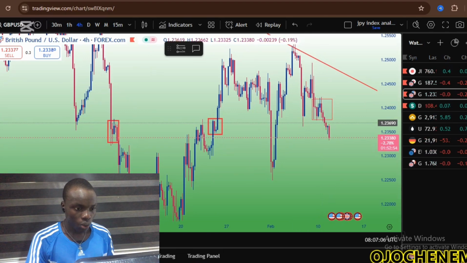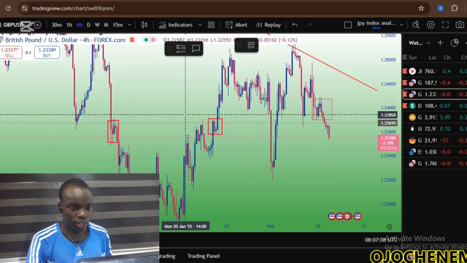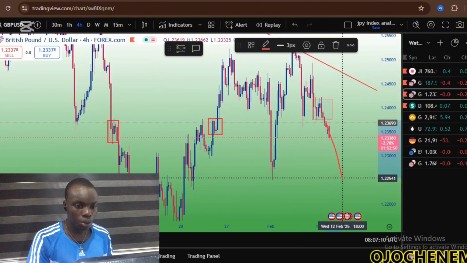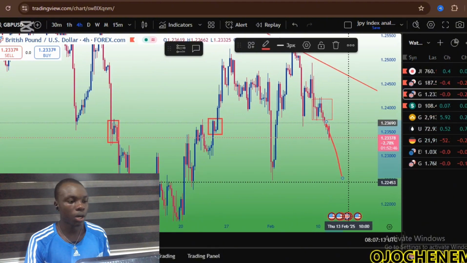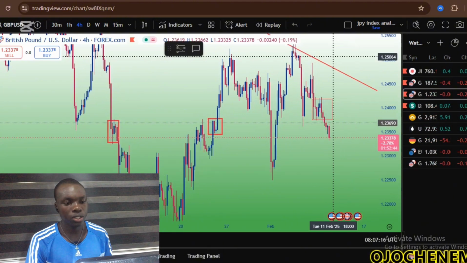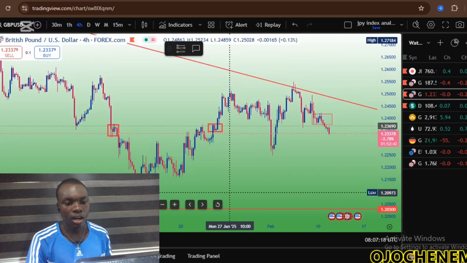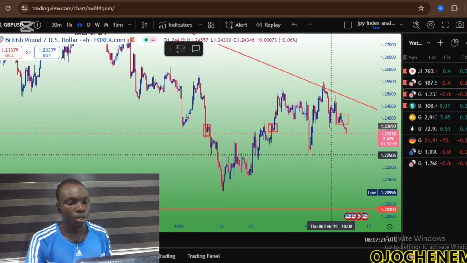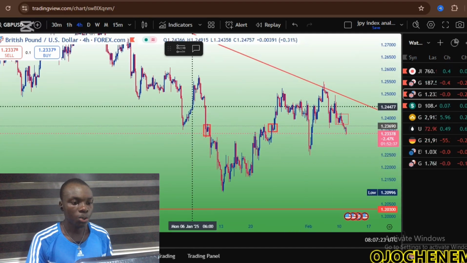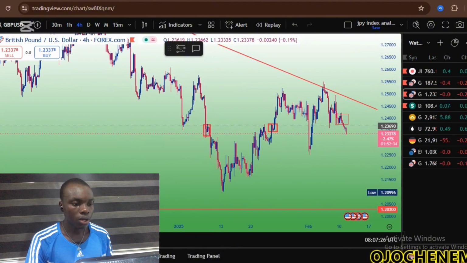So with that being said, we are going to use break and retest as usual. So all I'm going to do here, I'm going to take my trend line. I'll draw my trend line from here. I'll stop at this zone. So this 2 peak.